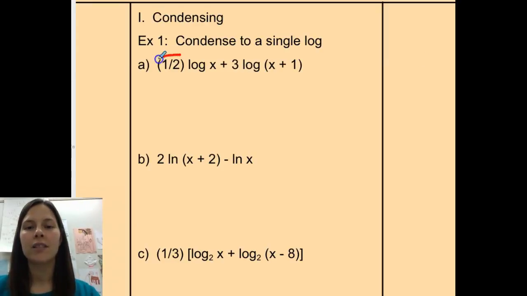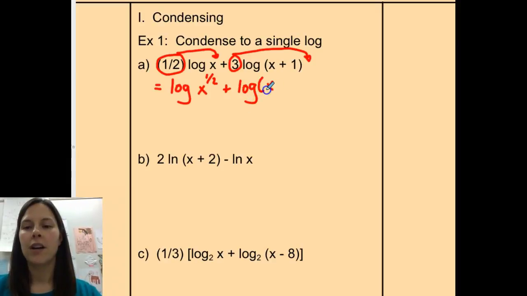The first thing I notice is I have a coefficient, so that will become a power for what I'm taking the log of. We have that on both logs, so we'll start there. Becomes log of x to the 1/2, which you could write as the square root of x if you want, plus log of x plus 1 cubed. Then we'll condense the addition to multiplication.